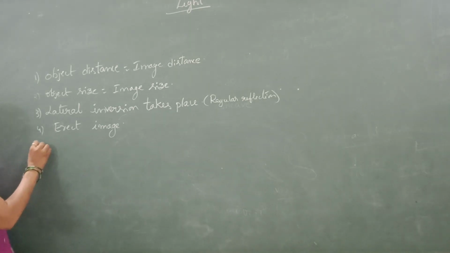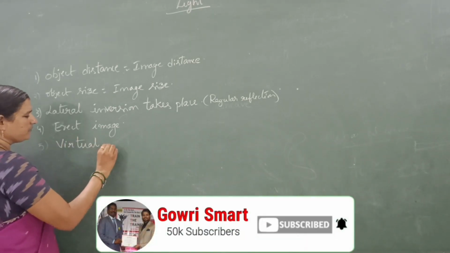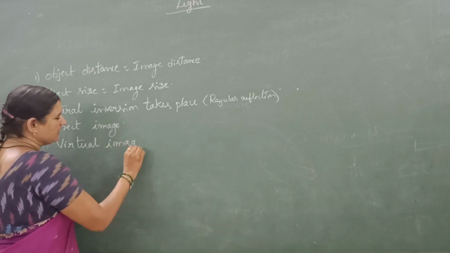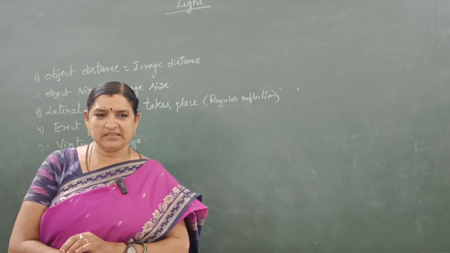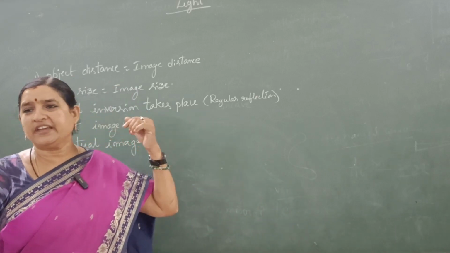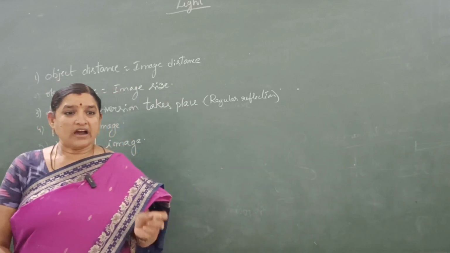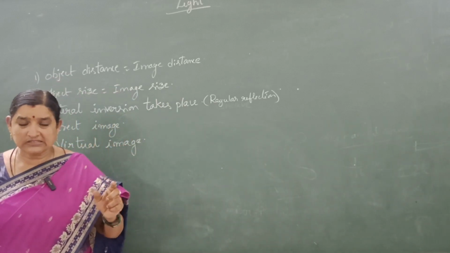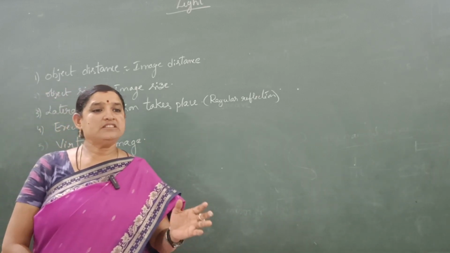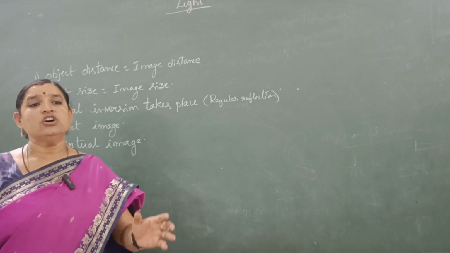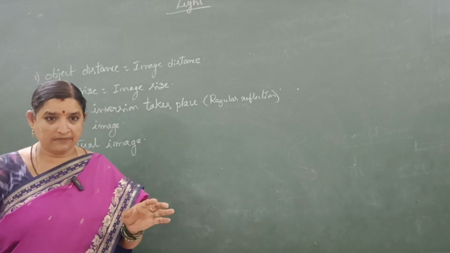The next one is virtual image. Generally, we have two types of images, that is real image and virtual image. Real image we can always get on the screen. It is formed by a convergent beam of light. A convergent beam of light always gives a real image that we can get on a screen. A divergent beam of light gives a virtual image that we can see directly but cannot get on a screen.